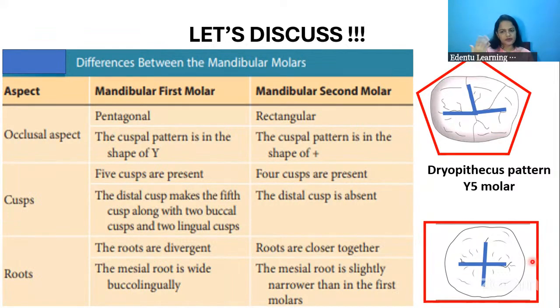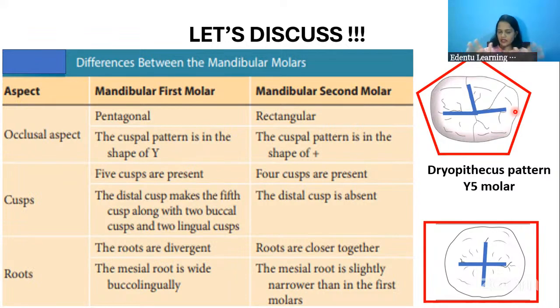Like I had already mentioned, five cusps are here and four cusps are here. The distal cusp makes the fifth cusp, and here no distal cusp is present. This occlusal feature of the first mandibular molar is usually seen in the apes and in the monkeys and others also. It is mostly called the Dryopithecus pattern. Dryopithecus is an evolutionary previous ancestor of the apes and all. In those animals also we were able to see this kind of pattern.